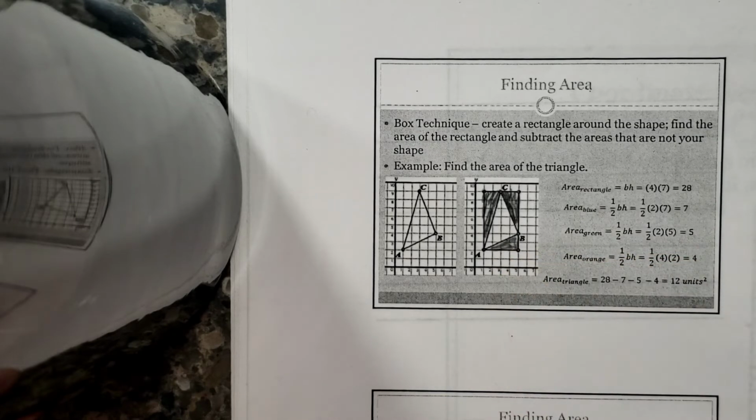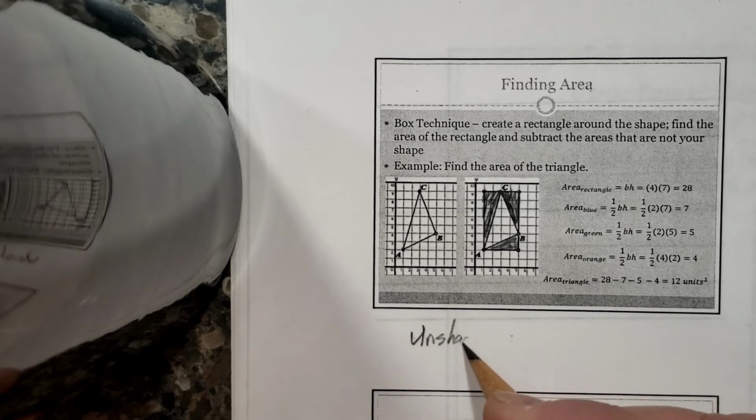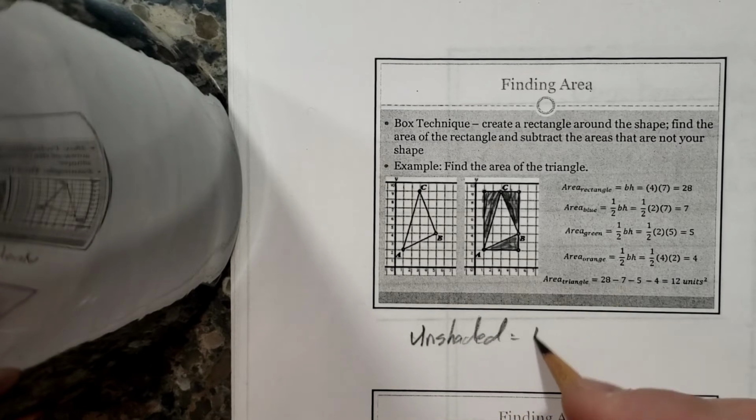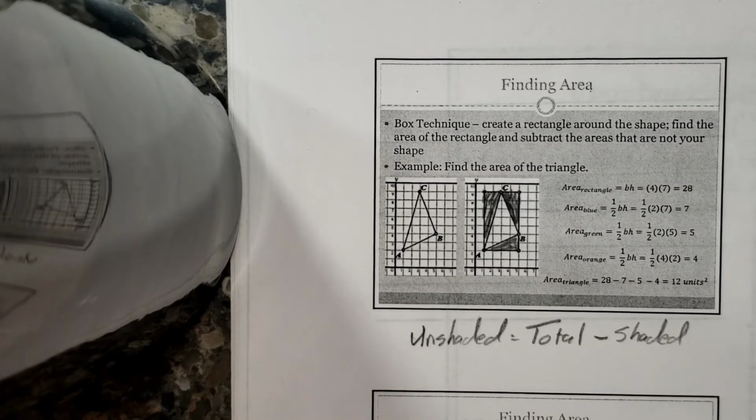And if you remember from algebra, okay, we talk about your unshaded area is your total area minus your shaded area. And there's a lot of ways to look at that. Shaded is total minus unshaded. Okay, so depending on what you're looking for.